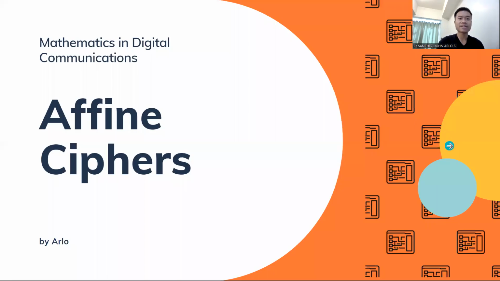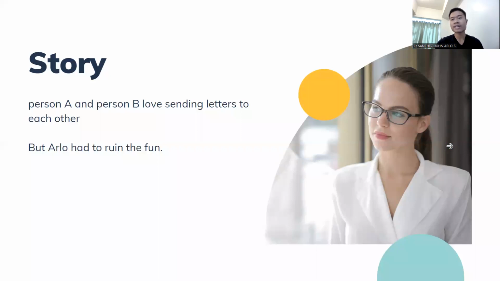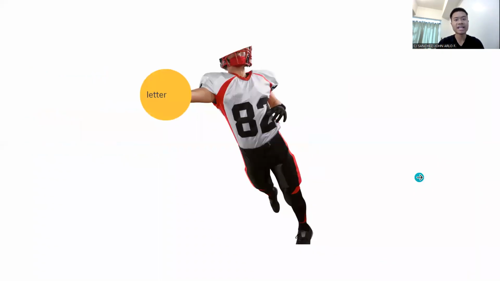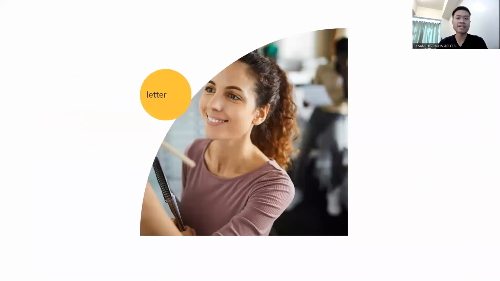Hello, in this video, I'll be talking about affine ciphers, how to encrypt them, how to decrypt them, and how to solve those problems. So let's start first with a story. Person A and person B are sending secret love letters to each other, but Arlo decided to ruin the fun. He intercepted the letters and analyzed what these secret love letters were.